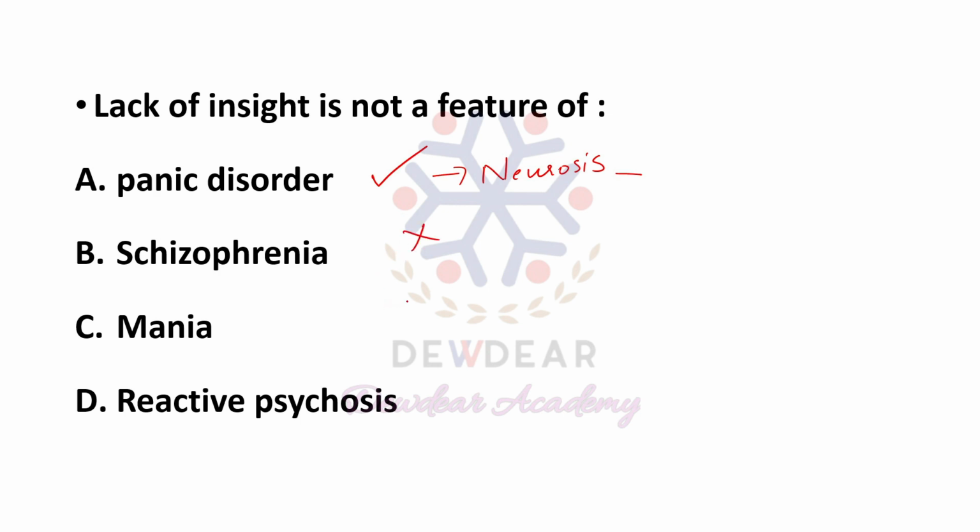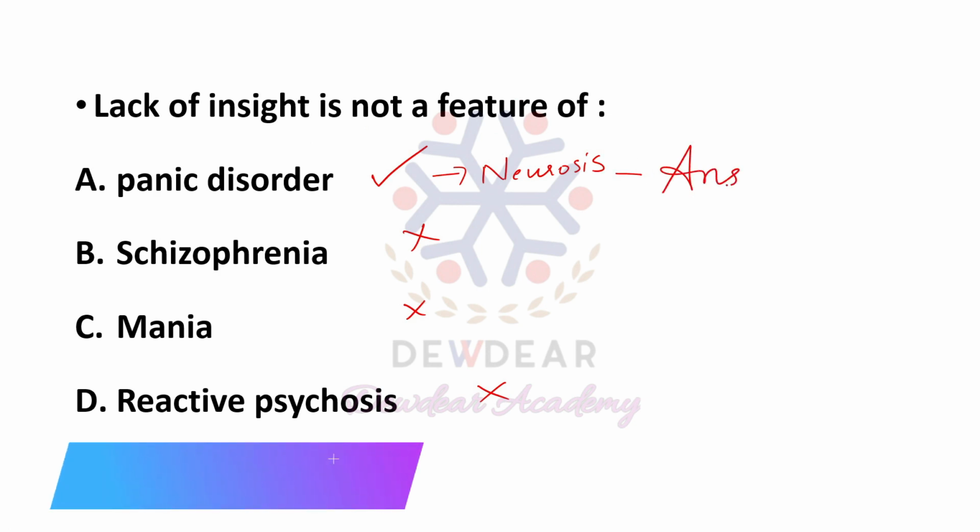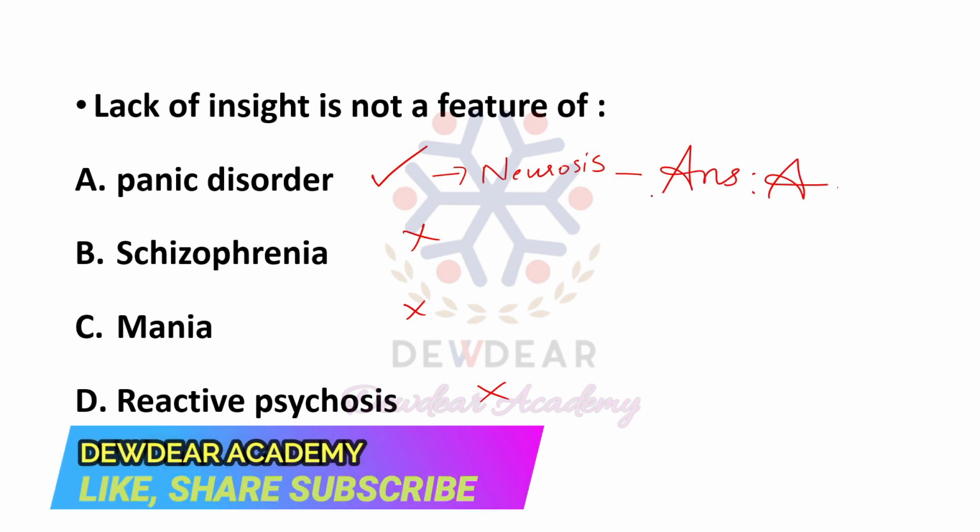In mania and depression, which come under affective disorders, lack of insight will be present. Reactive psychosis means acute psychosis with excellent prognosis, mainly emerging in response to stressful life situations. Here also lack of insight is a feature. In panic disorder, lack of insight is not a feature. So the answer is option A, panic disorder.